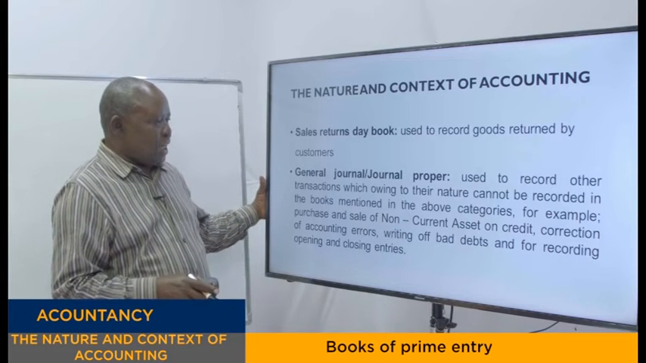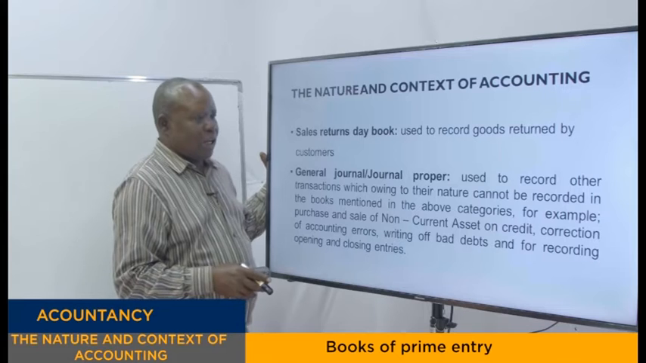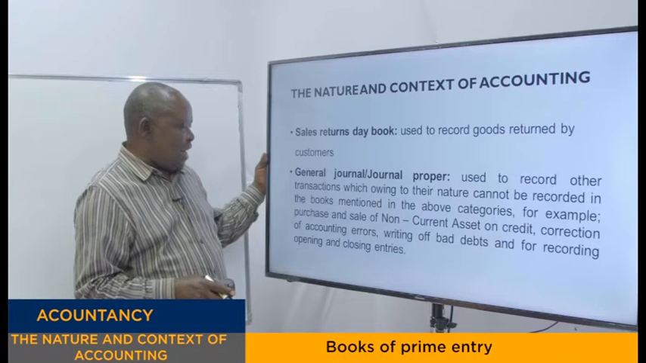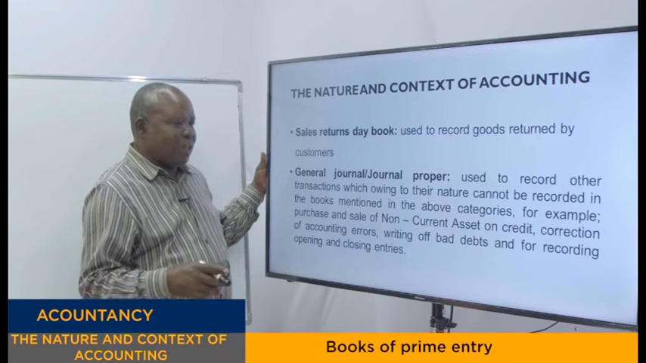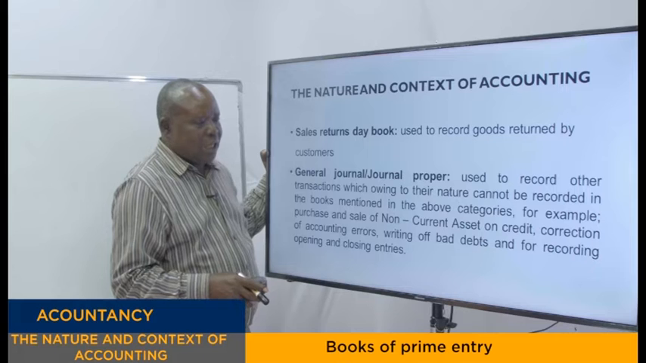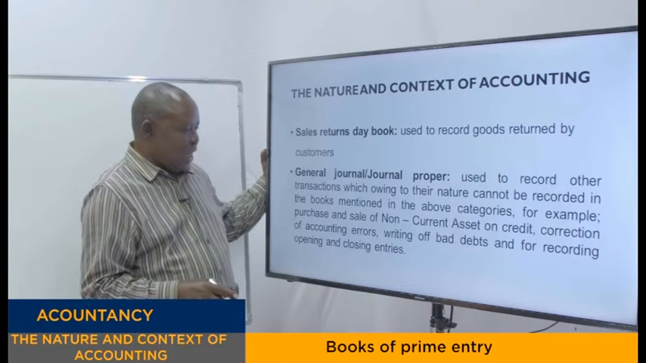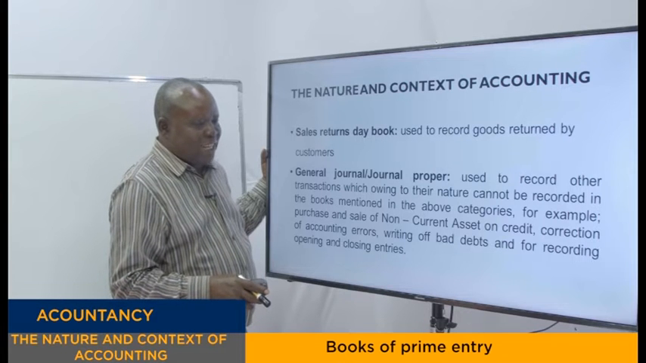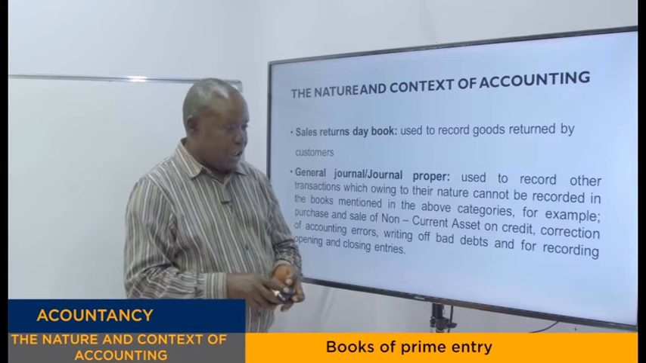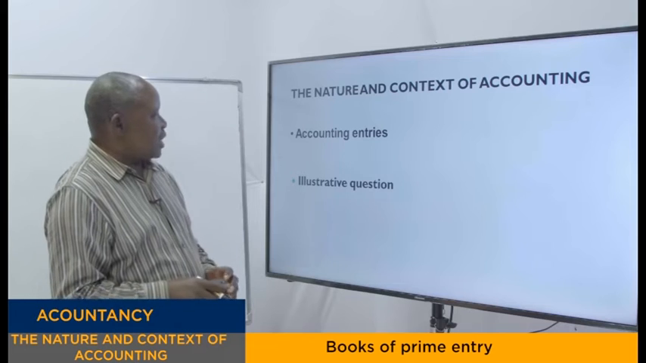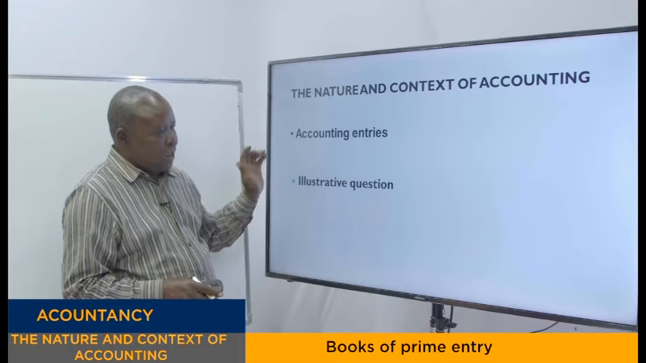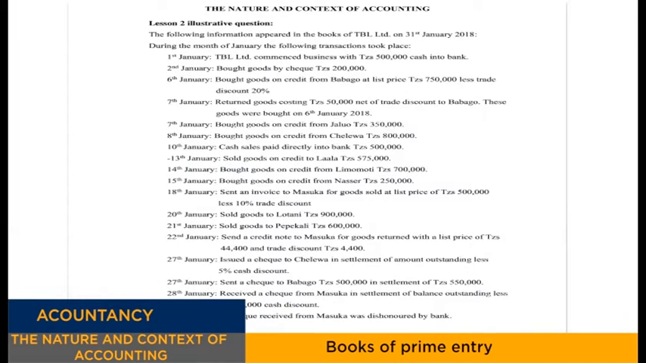And also we have the journal or journal proper, used to record other transactions which, owing to their nature, cannot be recorded in the books mentioned in the above categories. For example, purchase and sales of non-current assets on credit, correction of accounting errors, writing off bad debts, and recording opening and closing entries. So now let's start to write entries in the books of accounts. Let's see this question first, then we'll start to write.